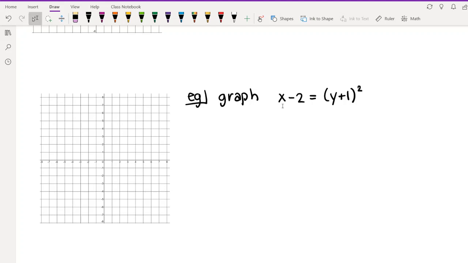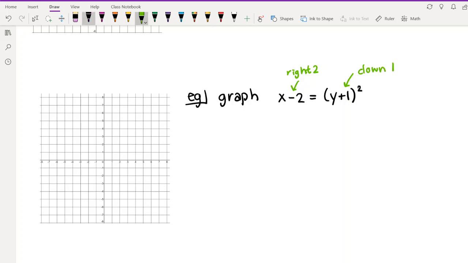Okay, let's do one more. This one we're going to graph x minus 2 is equal to (y plus 1) squared. This one is given to you in the format where we can go right into the same kind of shifts that we were working with for the other conic sections. So we can say, okay, we're subtracting 2 from x, which means we're going to the right by 2. And we're adding 1 to y, which means we're going down by 1, because plus is going to make it go down.